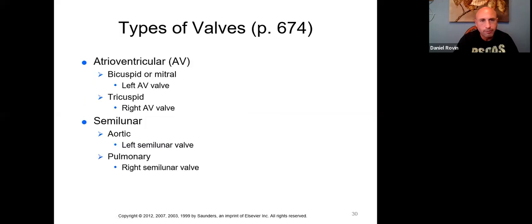Those are the heart valves. The atrioventricular valves are located between the atria and the ventricles. The bicuspid has two leaflets. It's also called the mitral valve because of that bishop's mitre appearance. The tricuspid valve has an extra leaflet, so it's not quite as mitre looking. So it's called the tricuspid valve. The tricuspid valve is between the right atrium and right ventricle, so it's the right atrioventricular valve. The bicuspid or the mitral valve is between the left atrium and left ventricle, so it's the left atrioventricular valve.